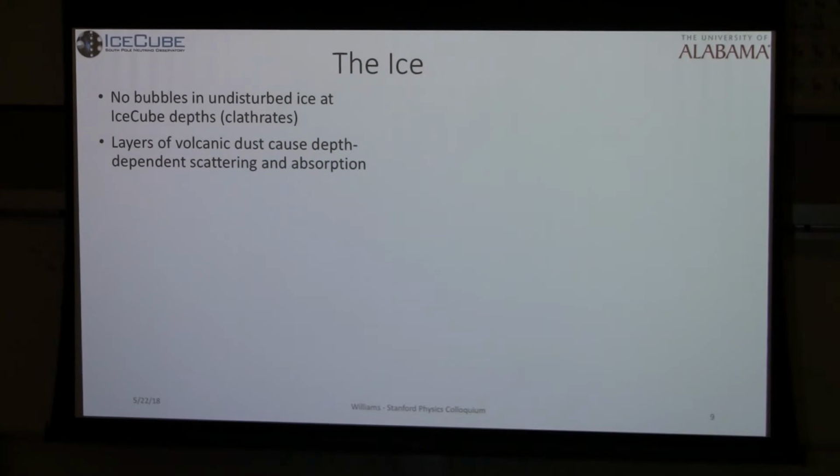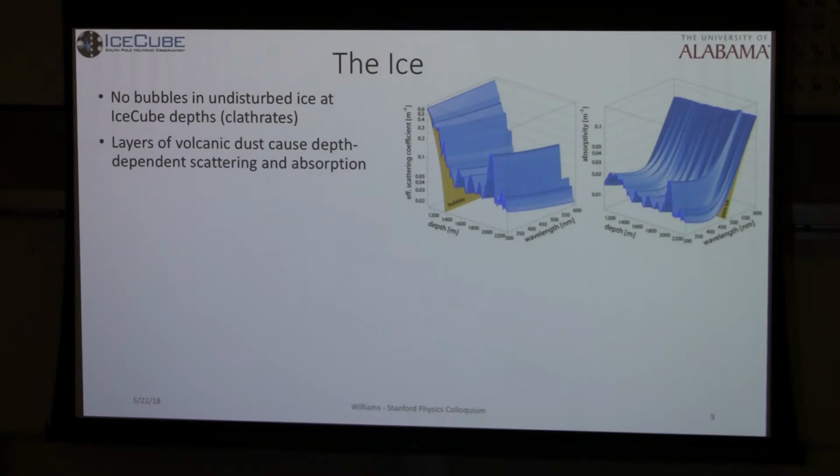But note the word undisturbed, that's very important. We do have layers of dust, volcanic dust, and also dust from glacial events. That's actually most of it. This causes depth-dependent scattering and absorption. So this is what our scattering looks like as a function of depth. This is as a function of wavelength here, which is fairly flat on this scale. And then the absorption as a function of depth.